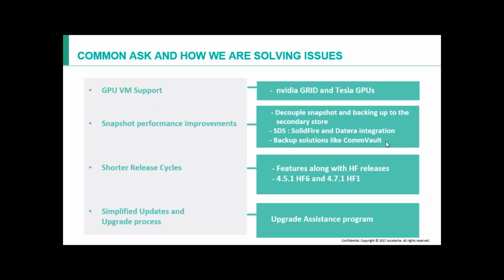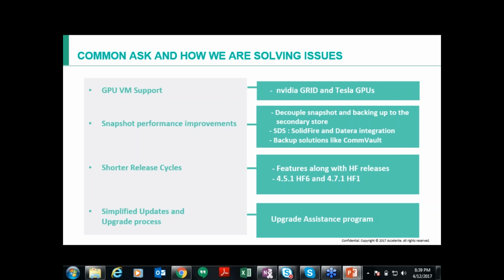Snapshot performance improvements. We heard over and over again that the snapshots are extremely slow. So we have a couple of solutions out there actually. One of them is to decouple the snapshot and backing to the secondary store. We can work with software-defined storage partners like Datera and SolidFire. We can also leverage backup solutions like Commvault. So we are working on some of these solutions, and you will again hear from us as we make progress.